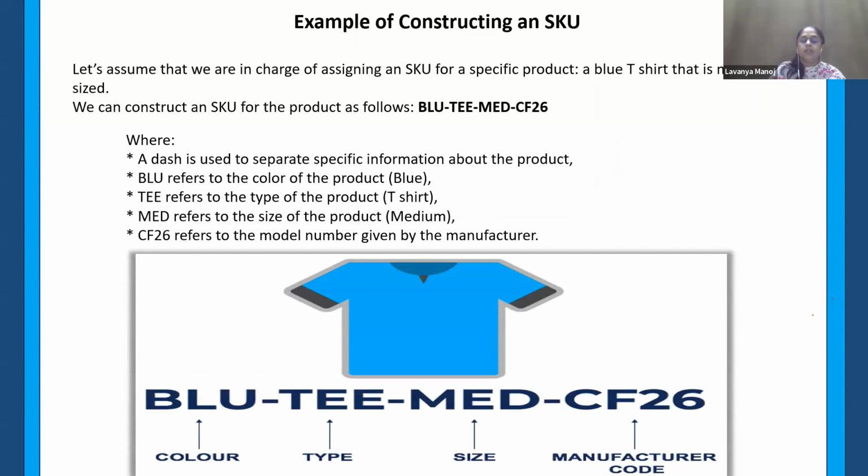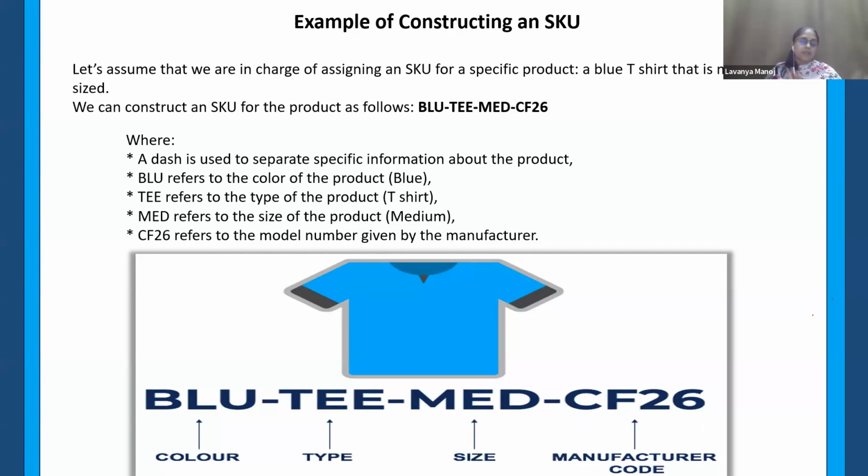So as I said, this is how SKU can be constructed. It's a blue T-shirt, medium sized, and this is a manufacturer code. So BLU, that is the blue color. TEE, it's the type, that is a T-shirt. Medium size, MED, hyphen, manufacturer code CF26. So maybe the carton would be named as CF. So within the carton, T-shirt number 1 would be CF1, CF2, CF3. So there may be 50 T-shirts, so it goes till CF50. So this is how the SKU is constructed.